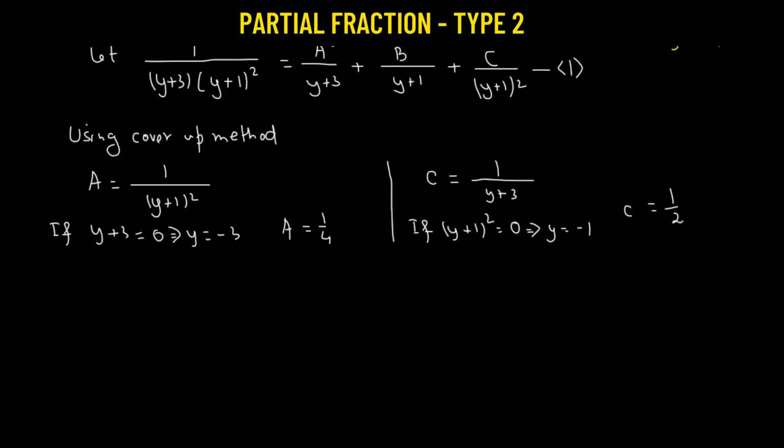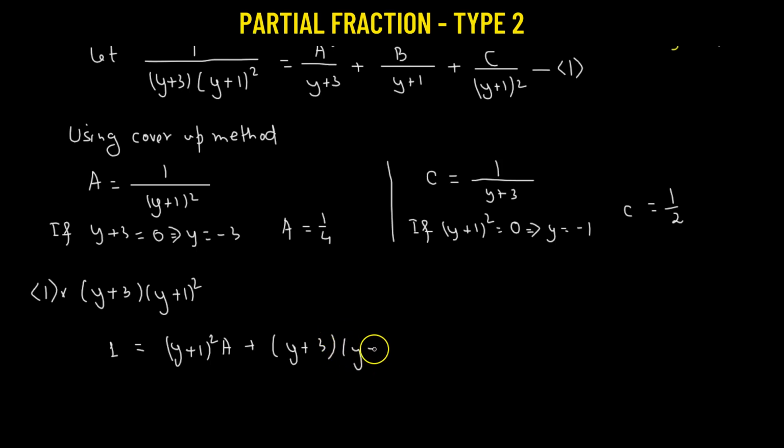That's very simple. Let's go back to equation number 1. We will take equation number 1 and multiply throughout by the denominator y plus 3 times y plus 1 whole squared, which gives us 1 equals y plus 1 whole squared multiplied by A. Then the B term is y plus 3 multiplied by y plus 1 times B, plus the C term, which is y plus 3 times C.